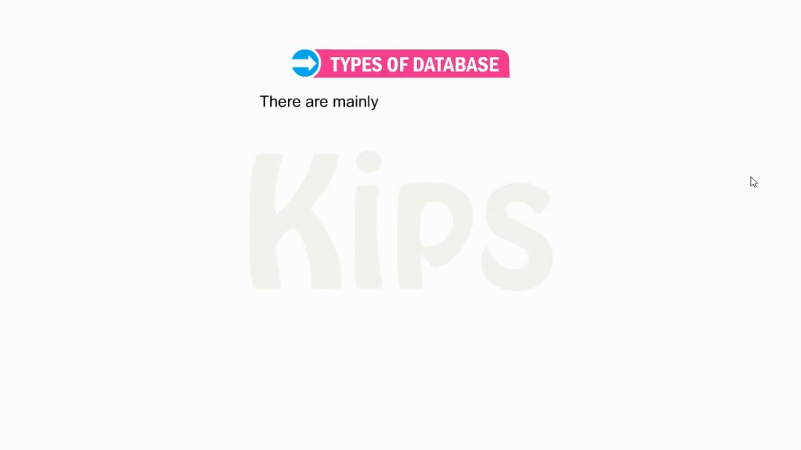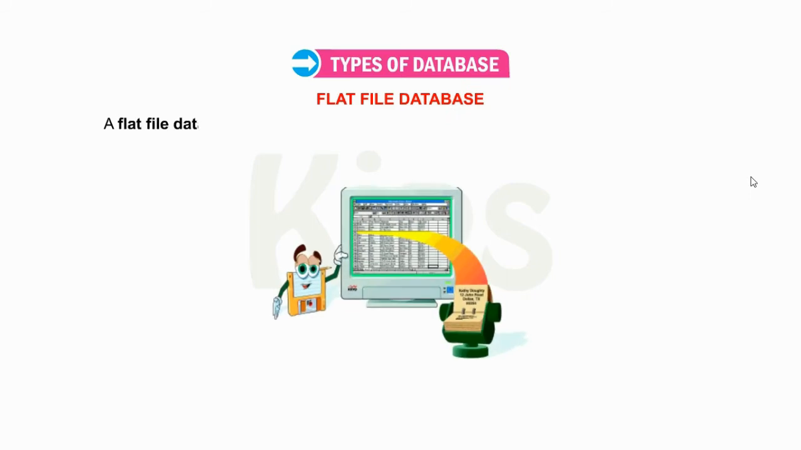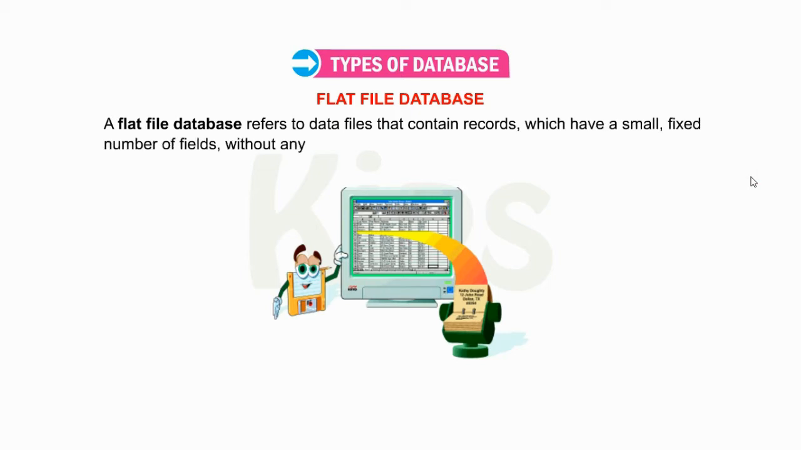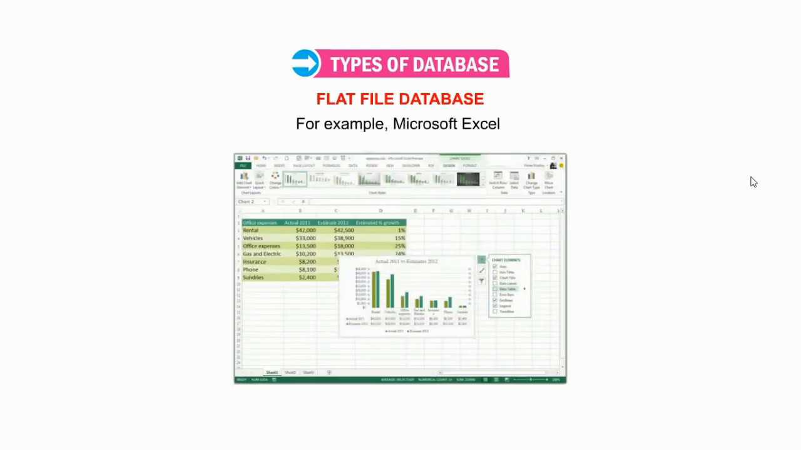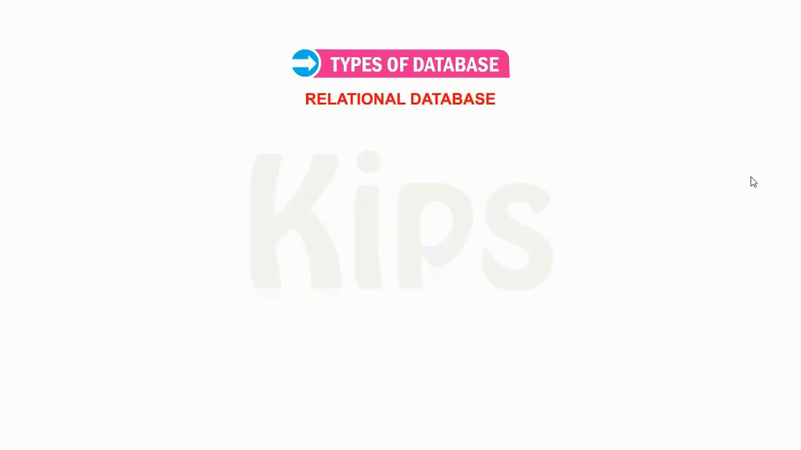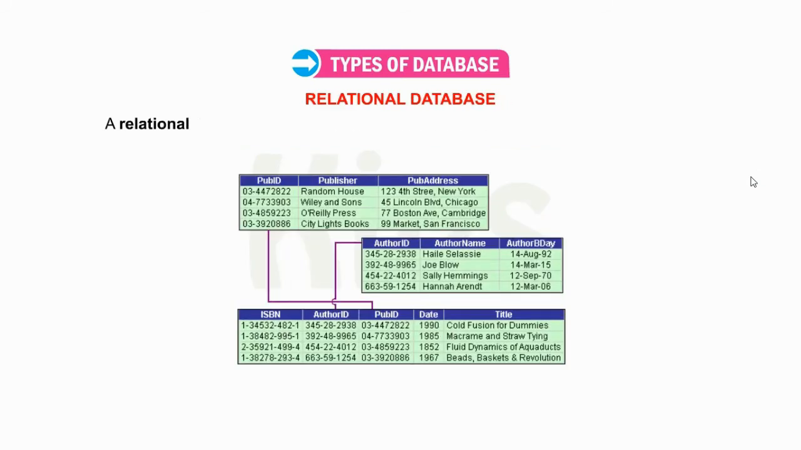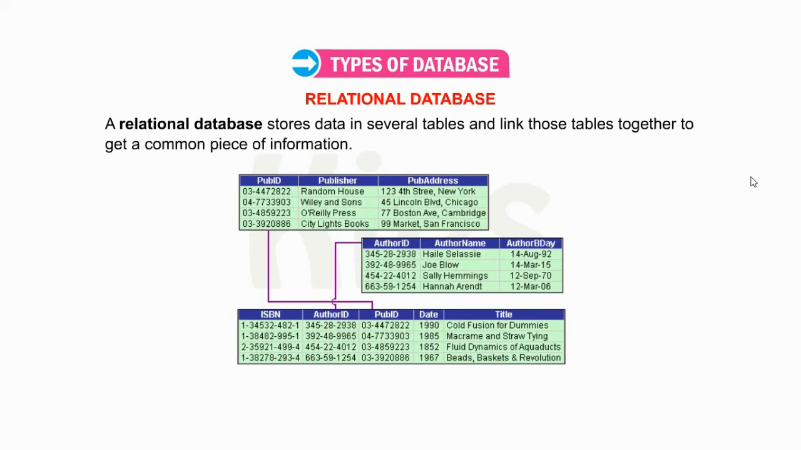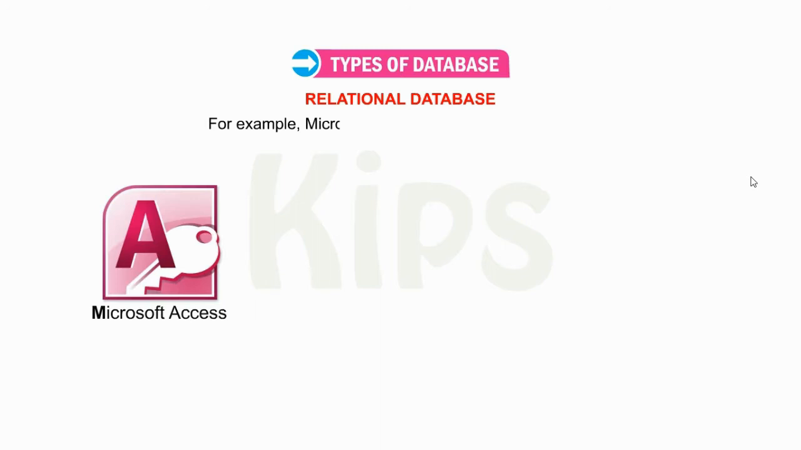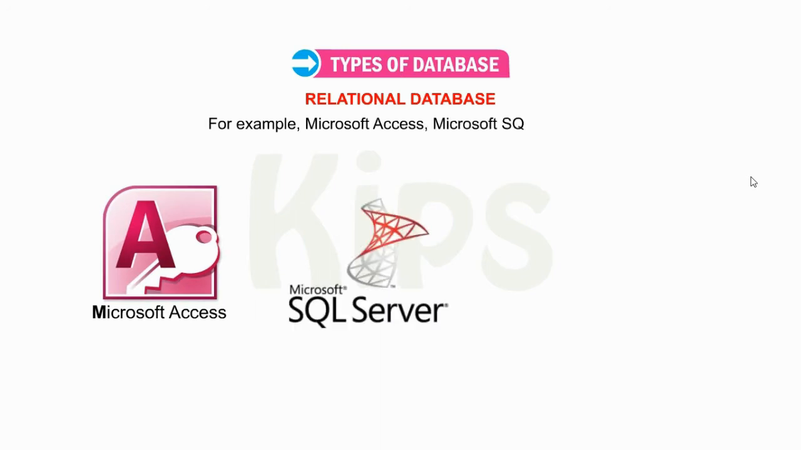Types of database. There are mainly two types of database. Flat file database. A flat file database refers to a data file that contains records which have a small fixed number of fields without any structured relationship. For example, Microsoft Excel. Relational database. A relational database stores data in several tables and links those tables together to get a common piece of information. For example, Microsoft Access, Microsoft SQL, Oracle, etc.